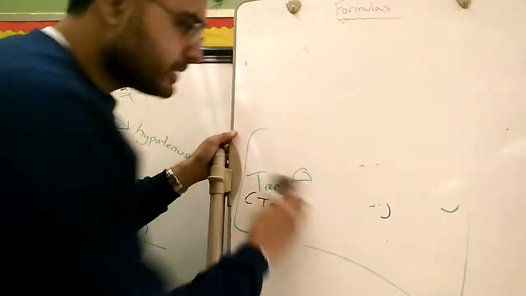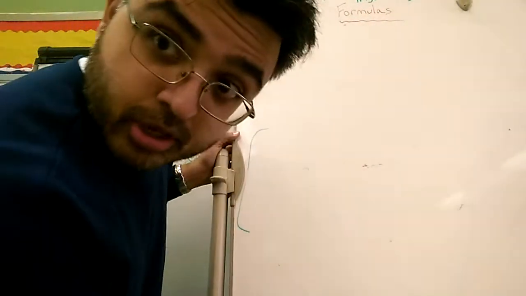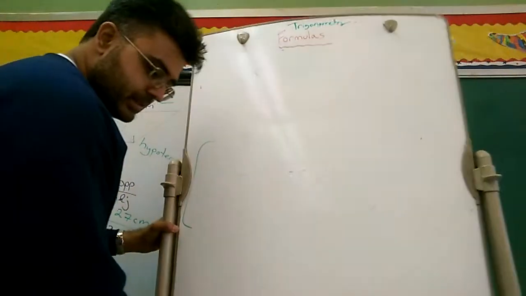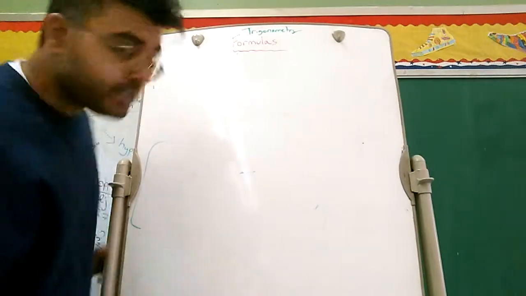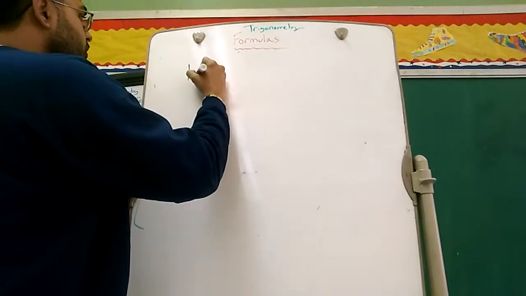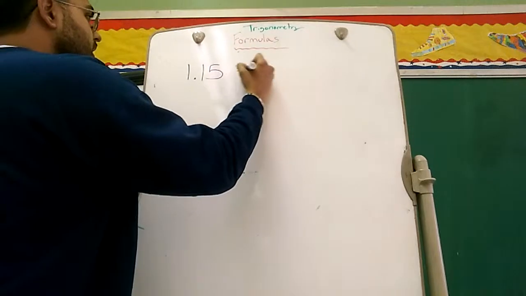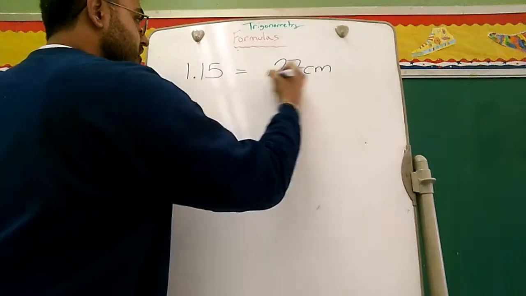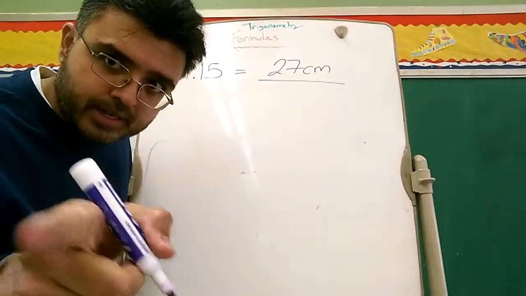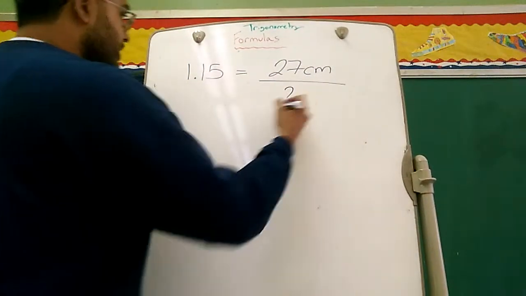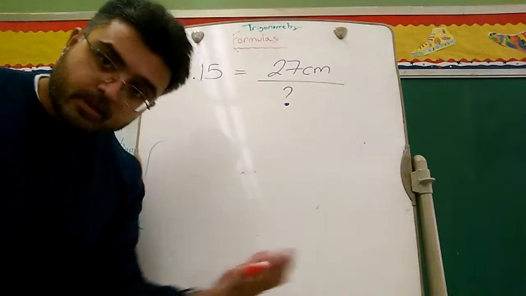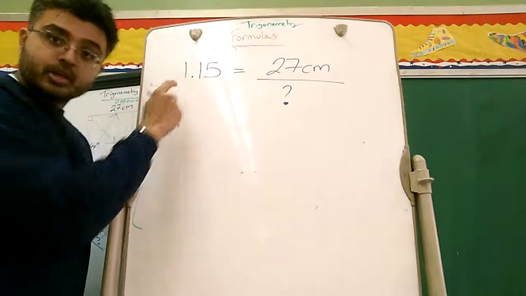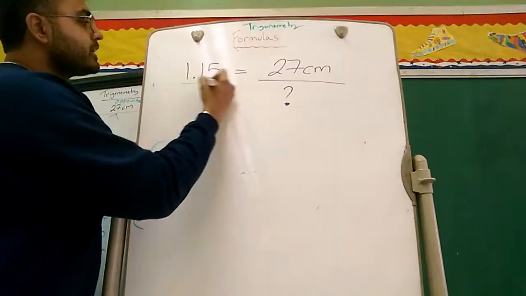See, trigonometry, it's very easy. Am I too close? Let's go back a little bit. Here we go. Tangent 49 is 1.15 equals opposite. Opposite was 27 centimeters divided by adjacent, which you have to find out, which means it's a question mark. Cross multiply. First thing, if this is a fraction, turn this into a fraction. How do you turn that into a fraction? Divided by 1. Done.